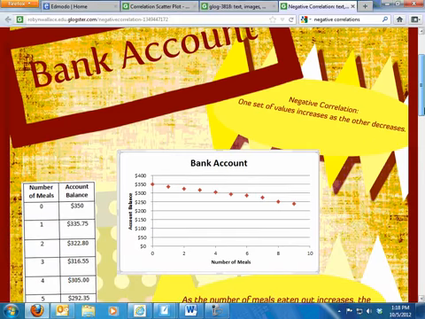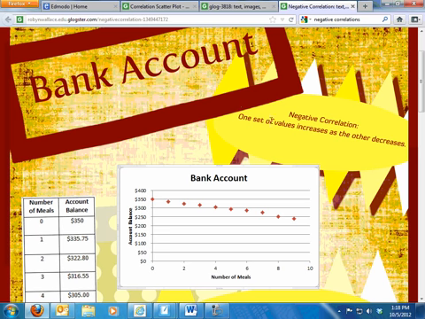And I have a nice title here. I say what a negative correlation is: one set of values increases while the other decreases. Number of meals increased, bank account decreased. So that's negative correlation.